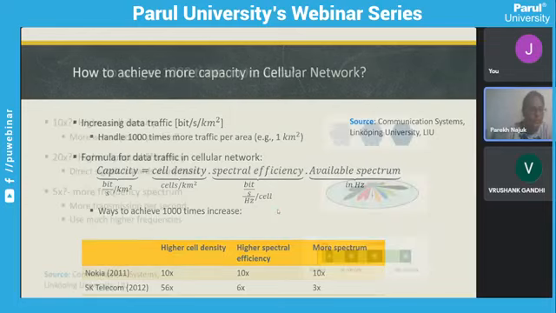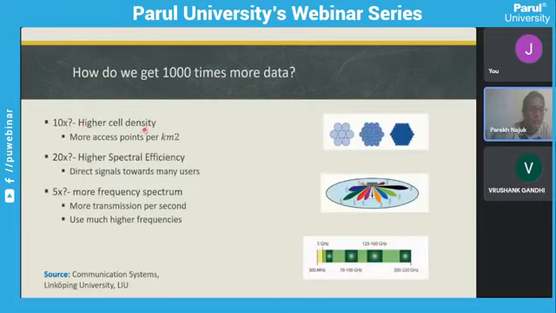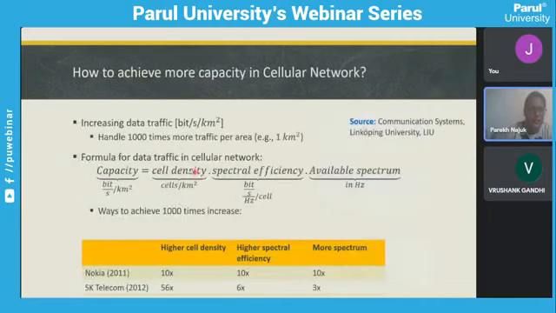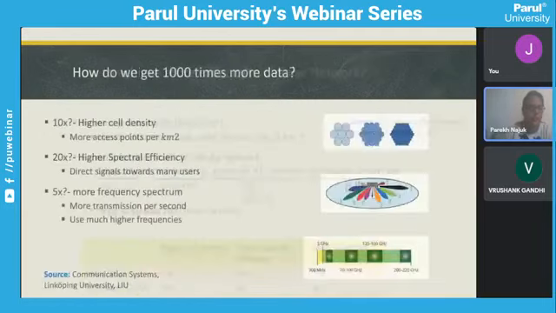So how to achieve this? How to achieve 10 times higher cell density? You have to put more access points per square kilometer. You have to increase the cell density, the spectral efficiency, and the available spectrum. So first of all, if you want to increase the cell density, that means you have to have more access points. You can see over here, you are moving from 6 cells to 12 cells and to 24 cells likewise. So if you have more access points, you can support more users.